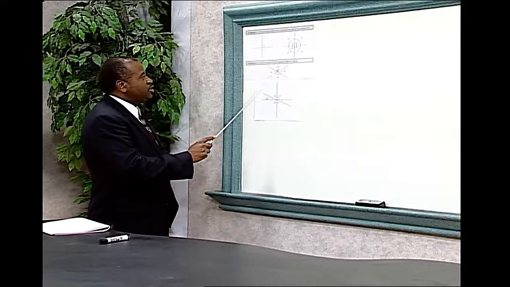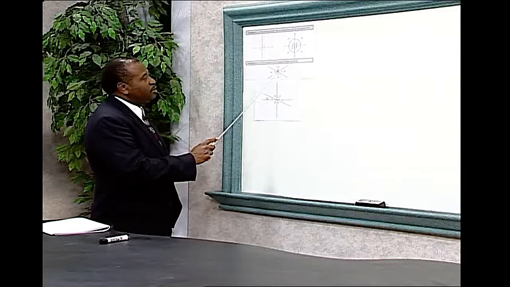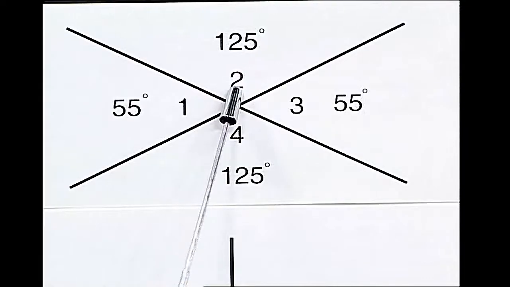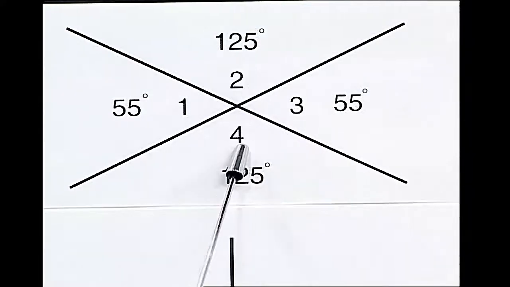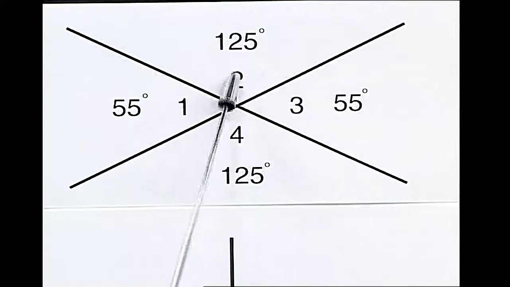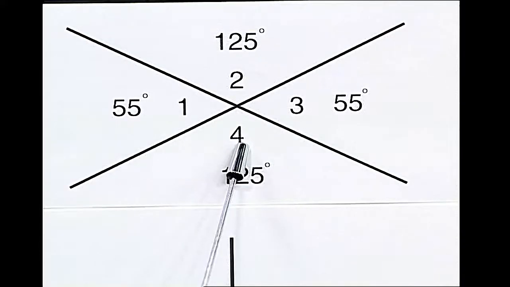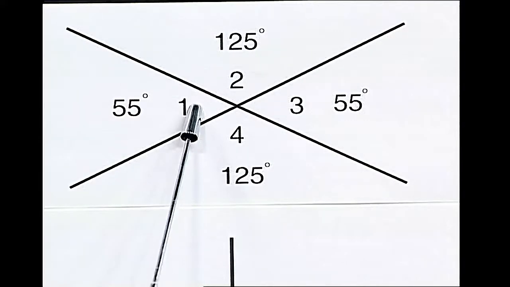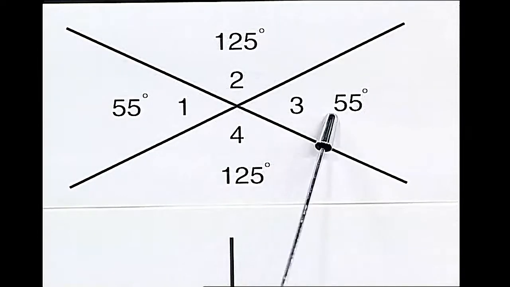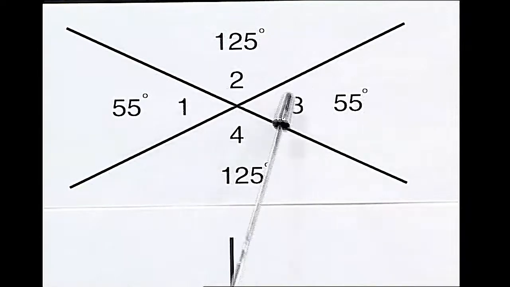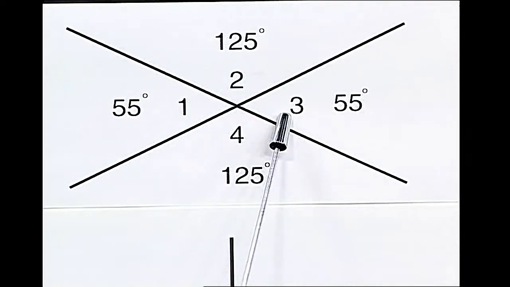If two lines intersect, then the opposite angles are equal. If angle 2 is equal to 125 degrees, then angle 4 is equal to 125 degrees, because angle 2 and angle 4 are opposite each other. If angle 1 is equal to 55 degrees, then angle 3 is equal to 55 degrees, because angle 1 and angle 3 are opposite of each other.